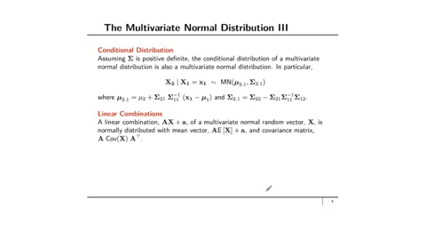So we can also talk about the conditional distribution. Assuming sigma is positive definite, the conditional distribution of a multivariate normal distribution is also multivariate normal. In particular, x2, given that x1 equals little x1, is multivariate normal with mean vector mu 2.1 and variance covariance matrix sigma 2.1, where mu 2.1 is given to us by this expression here, and sigma 2.1 is given to us by this expression here.